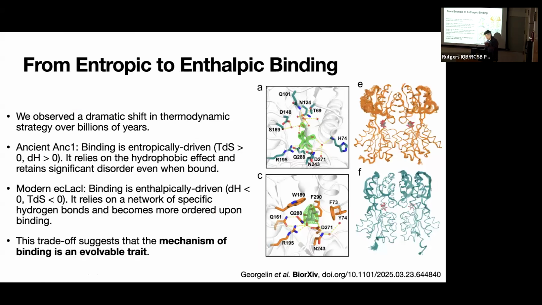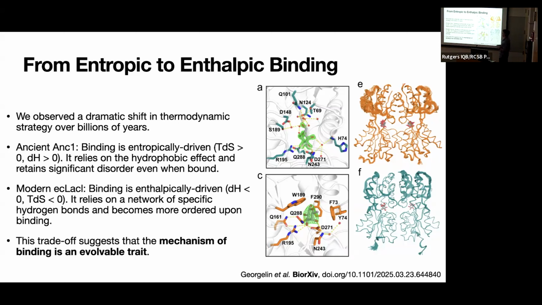Being a crystallographer, I want to understand stuff like what's actually happening in the structures that underlies this. So we observe a dramatic shift in the thermodynamic strategy over billions of years. In the ancient ancestor 1, the binding is entropically driven. Like I said, there's a temperature dependence to the entropy term, which is, I think, really important. So it relies on the hydrophobic effect, and then the modern LAC-I is enthalpically driven.